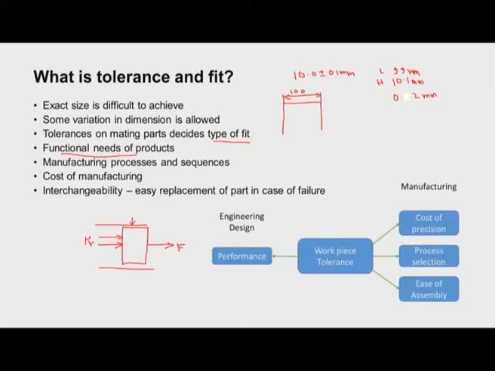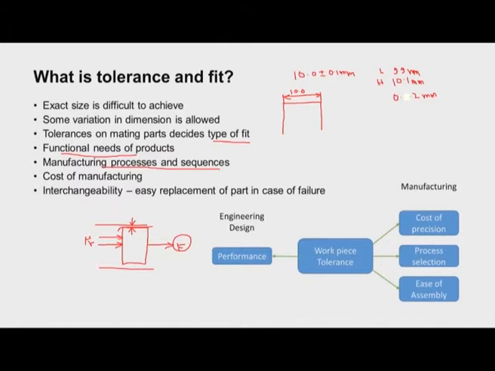Now the design engineer should see what is the functionality of this particular product, and accordingly he should decide about the tolerance on the shaft as well as tolerance on the hole. If the clearance between these two is more, then the fluid will leak, and then the required amount of force we may not get. If it is too tight, then the piston may get jammed in the cylinder. So such aspects we should always see before assigning the tolerance values, and then the tolerance that is allowed will definitely affect the manufacturing processes and sequences.